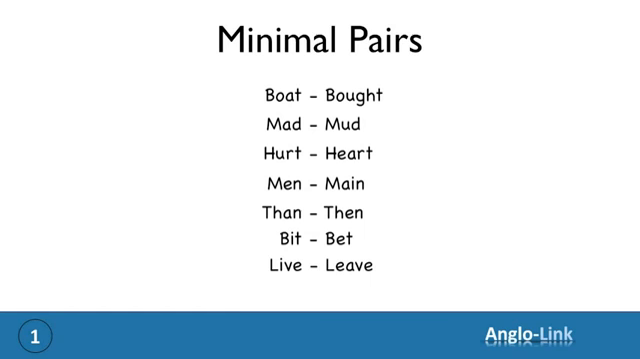Live, leave. So notice the only difference is the vowel or the diphthong, and they can be very, very similar. So in connected speech, they're not easy to tell apart. This is the first reason why listening to English native speakers can be challenging. Now, let's look at the second reason.